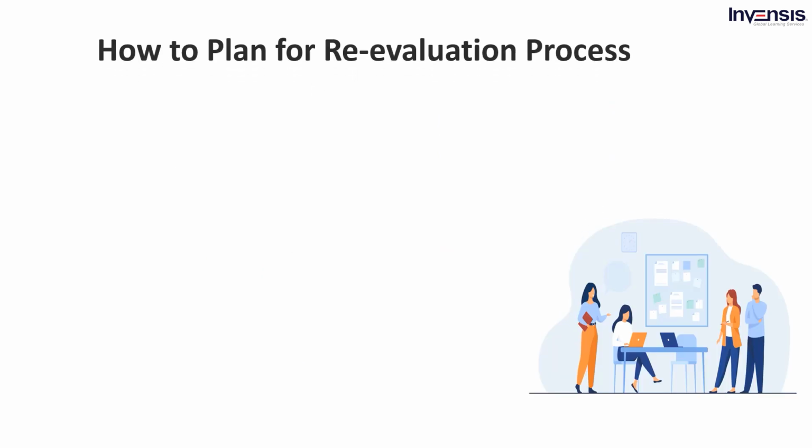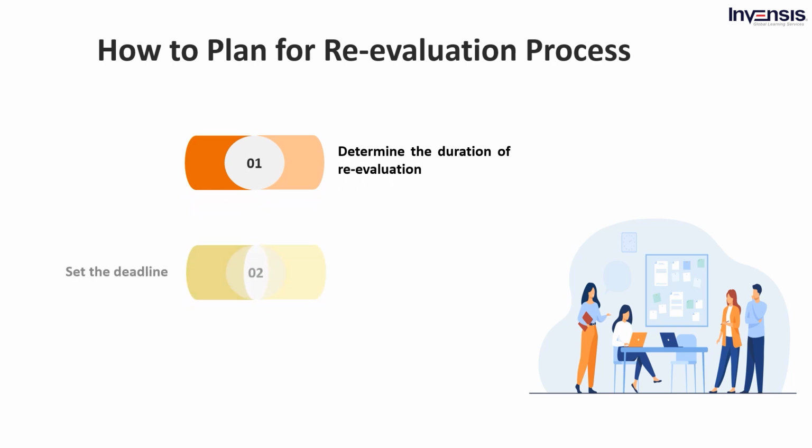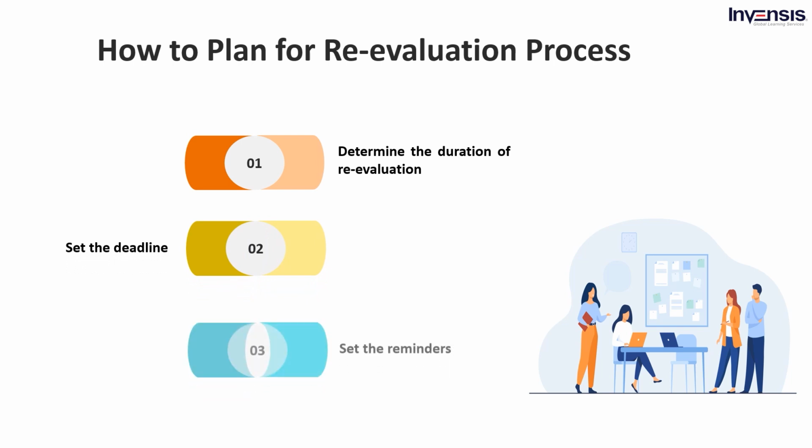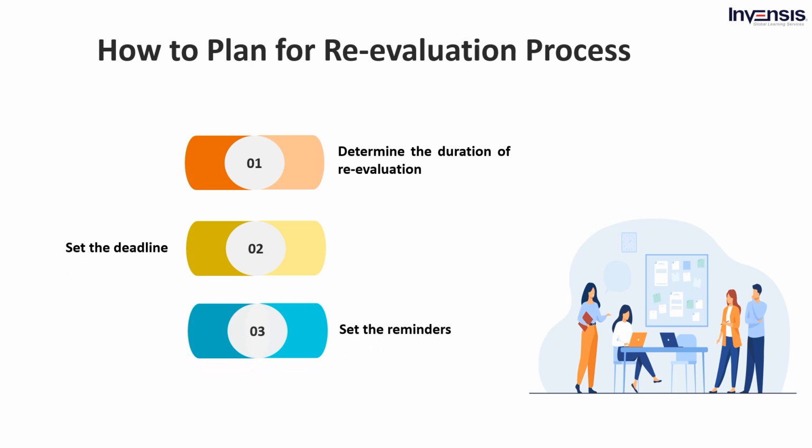This slide explains how to plan for the reevaluation process. Determine the duration of reevaluation. How often you need to reevaluate your tasks depends on the project and the work format. Most often, we keep it on a weekly basis. Set the deadline. The updated task priority list should be ready prior to the sprint planning meeting. Set the reminders. Without having a reminder, there are chances of forgetting the reevaluation duration. To avoid this, it's better to set up reminders at your convenience.